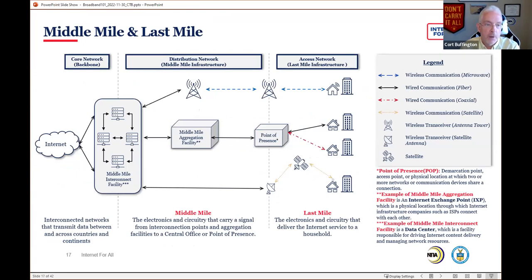I talked earlier about the middle mile program. I talked about BEAD supporting the last mile. So let's take a second here and define really what these things are. What's last mile, what's middle mile? I'm going to go from left to right on this diagram. There's quite a bit going on here.